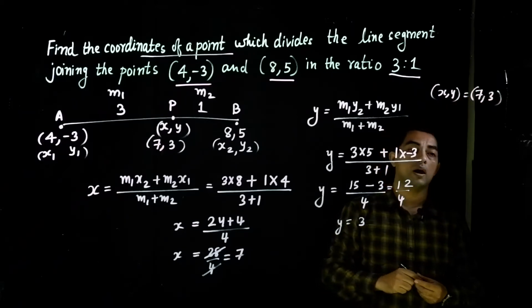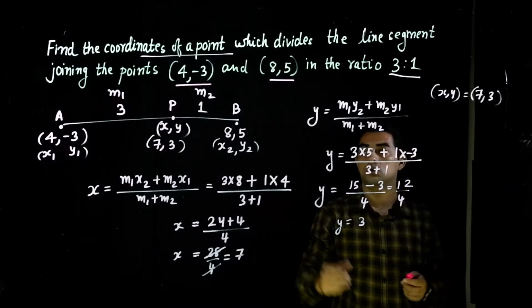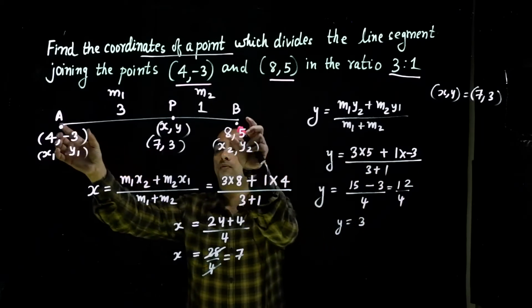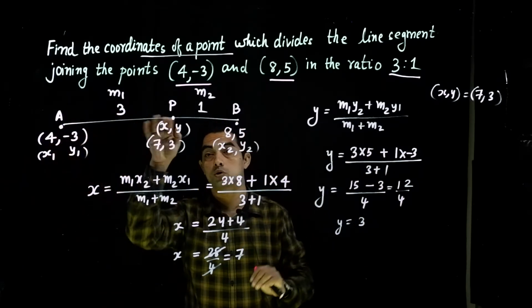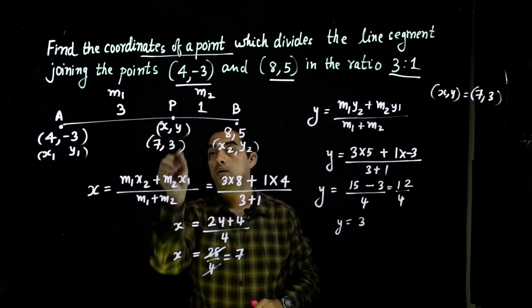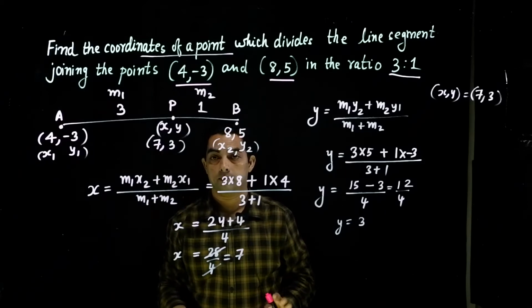So here in this video I have explained how to use section formula to solve a question where the two coordinates of the points are given and the ratio is also given, and you need to find out the point which divides these two in the ratio 3:1.